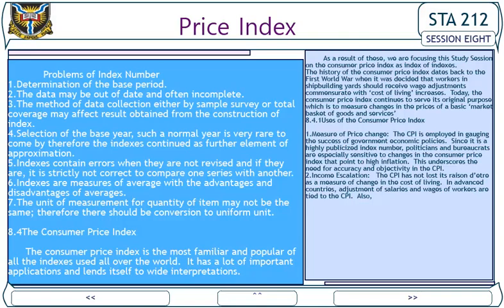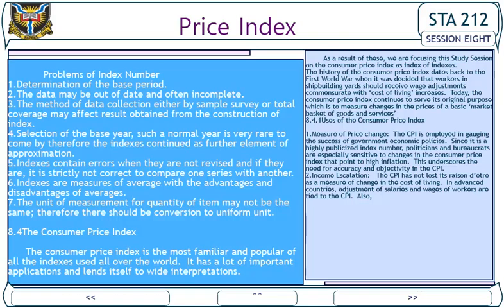5. Indexes contain errors when they are not revised, and if they are, it is strictly not correct to compare one series with another. 6. Indexes are measures of average with the advantages and disadvantages of averages. 7. The unit of measurement for quantity of item may not be the same, therefore, there should be conversion to uniform unit.